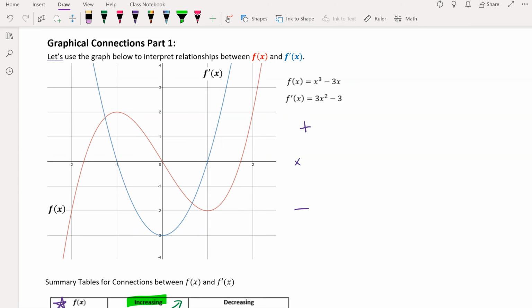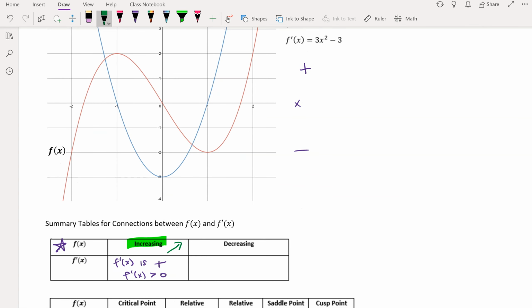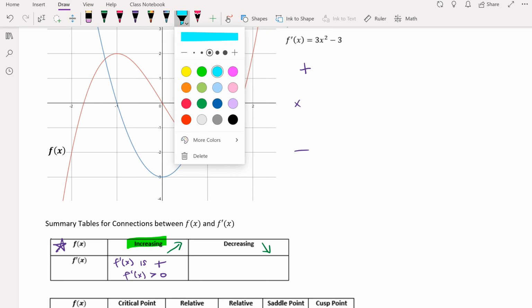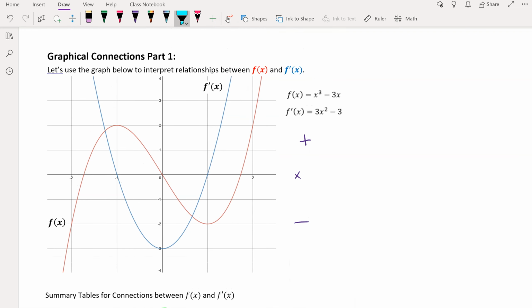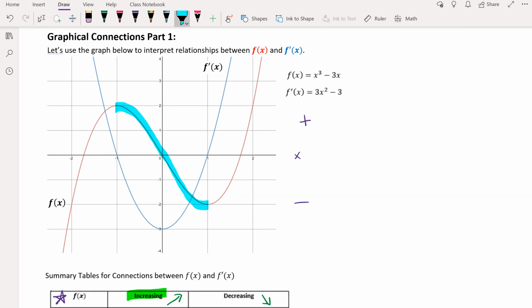Okay, let's now look at where f of x is decreasing or pointing down. And I'll do this one in blue. So f of x is decreasing. I'm going to highlight it in blue. F of x is decreasing starting here, going down, down, down, down, down, and here. And you could probably make a guess and figure out what is happening with f prime of x in that same x zone, that region where f of x is decreasing.